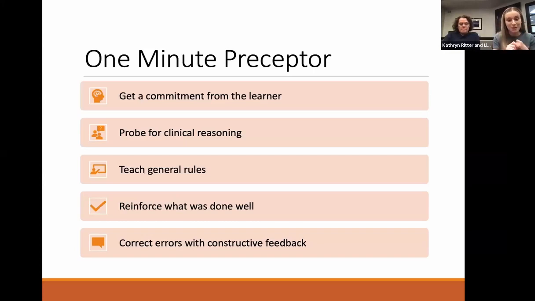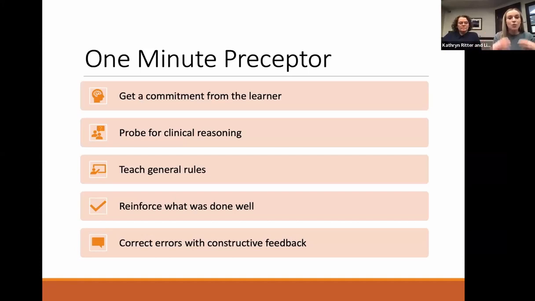So the most important steps when we're thinking about formative assessment are steps 1 and 2, which is you're going to get a commitment from the learner and probe for their clinical reasoning. So you don't want a trainee to just present a patient and tell you all the data, but not actually commit to a plan. If they present the whole history and physical, but taper off at the assessment, this is where you're going to get a commitment.